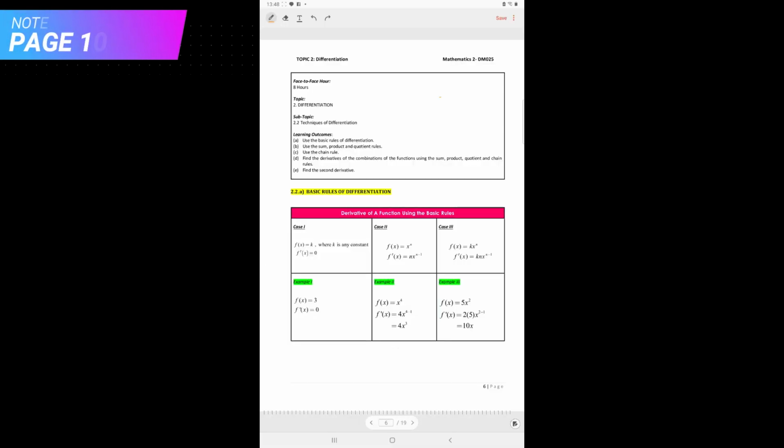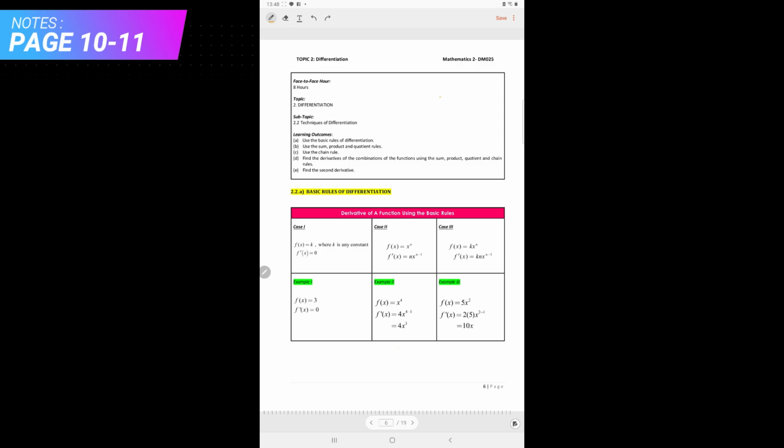Subtopic 2.2 Techniques of Differentiation. The learning outcomes are: A. Use the basic rules of differentiation. B. Use the sum, product and quotient rules. C. Use the chain rule. D. Find the derivative of the combination of the functions using the sum, product, quotient and chain rules. And E. Find the second derivative.